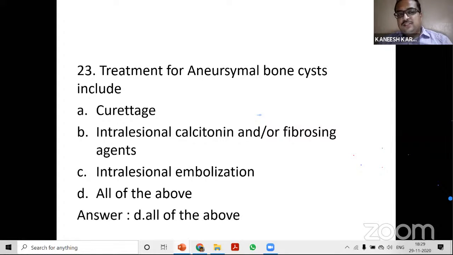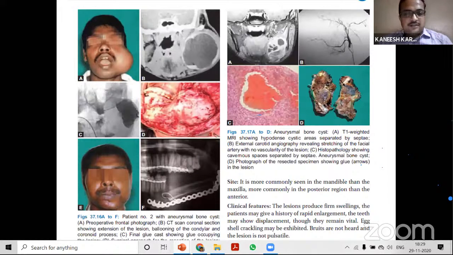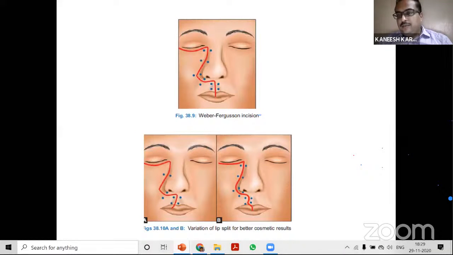Treatment for aneurysmal bone cysts include. Okay, the answer is already there. It is all of the above. You can do all the treatments for an aneurysmal bone cyst. An aneurysm is a collection of blood vessels. Okay, there will be a huge bleeding, so you have to be very careful when you are removing the aneurysmal bone cyst. Okay, see here, the angiogram shows a lot of blood supply, blood vessels through the tumor. This is a Weber-Ferguson incision for maxillary tumors.